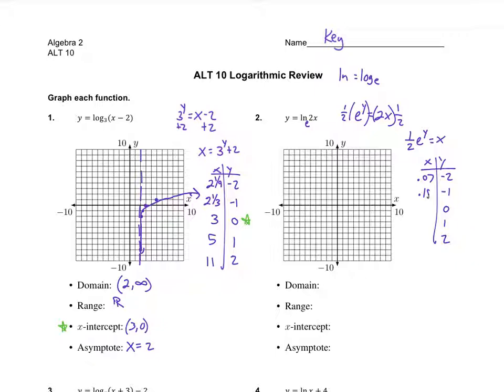If we plug in -1, we'll get 0.18, 0.5, 3.7, and 10. So now we're going to plot those points: over 0.07, so just to the right of 0, down 2, over a little bit more, down 1, over 0.5, down 0, over 1, 2, 3.7, up 1, and then over 10, up 2.